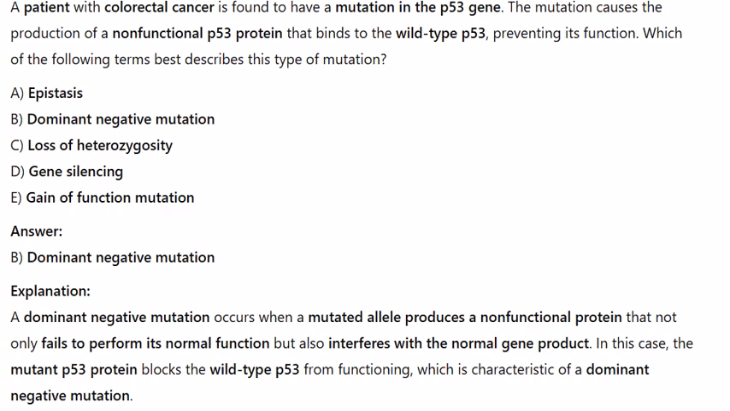A dominant negative mutation occurs when a mutated allele produces a non-functional protein that not only fails to perform its normal function, but also interferes with the normal gene product. In this case, the mutant p53 protein blocks the wild-type p53 from functioning, which is characteristic of a dominant negative mutation.